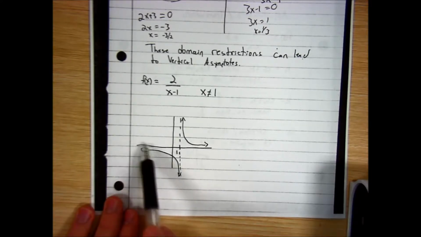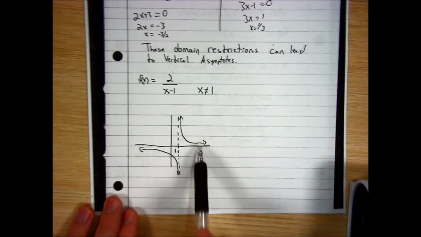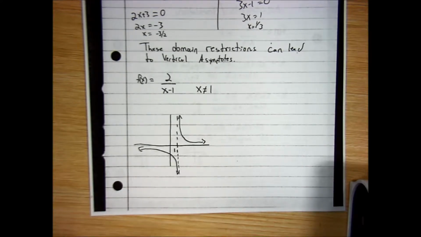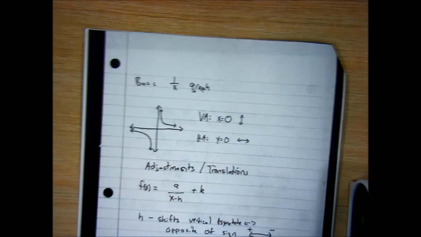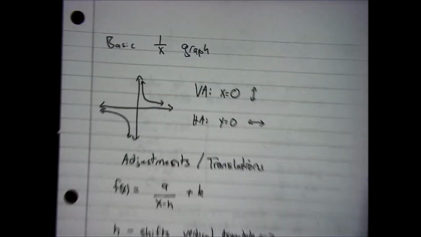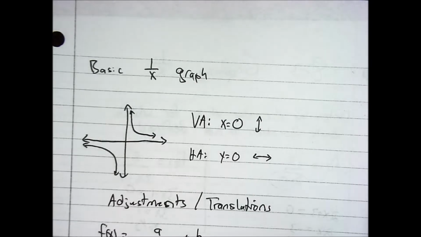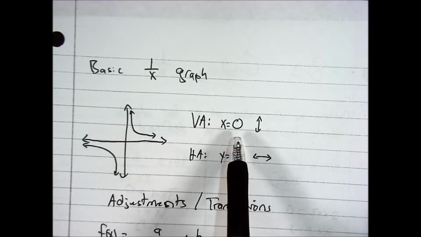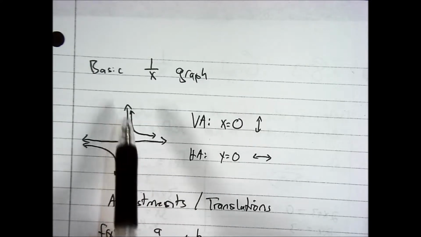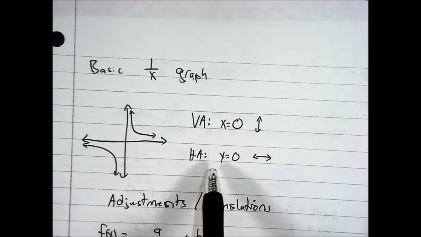Okay, we also have an asymptote going side to side, a horizontal one, and we'll talk more about those in just a second. Okay, so just a basic graph of 1 over x. There's our basic info for 1 over x. It has a vertical asymptote at x equals 0, and it also has a horizontal one at y equals 0.